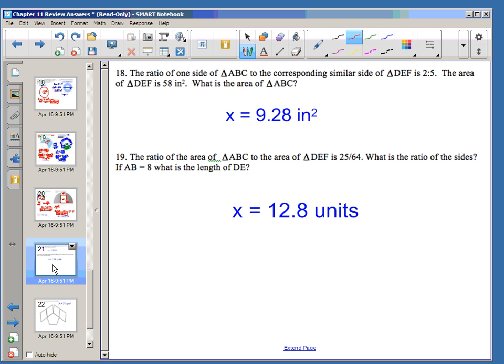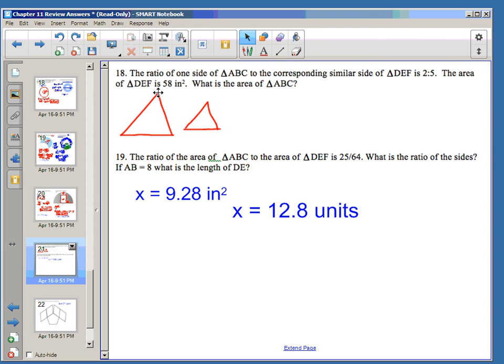All right, so 18 and 19 are going to be our last 2 problems. And these are some of the best problems, and I hope that you all make sure you get to these. It says the ratio of one side of triangle ABC to the corresponding similar side of DEF is 2 to 5. So I have 2 triangles. This is not drawn very well, because clearly if the ratio is 2 to 5, DEF has to be bigger.